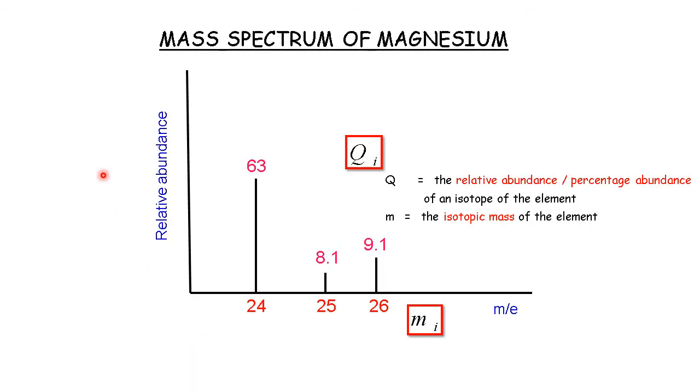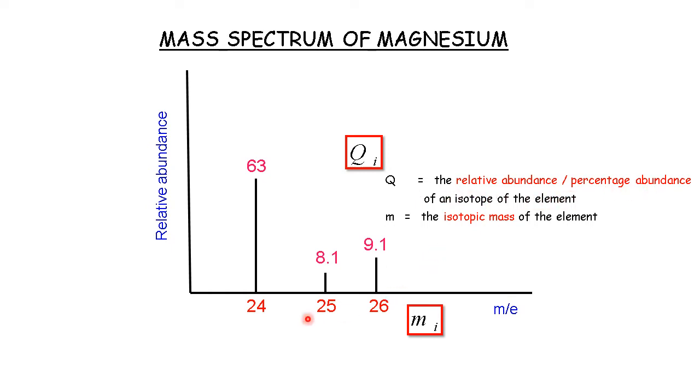We measure all the relative atomic mass and relative molecular mass by using a mass spectrometer. After the analysis by the spectrometer, this kind of graph is produced. The y-axis represents the relative abundance, and the x-axis represents m over e. Here, these values we can represent by Ki. Ki is the relative abundance or percentage abundance of an isotope of the element.